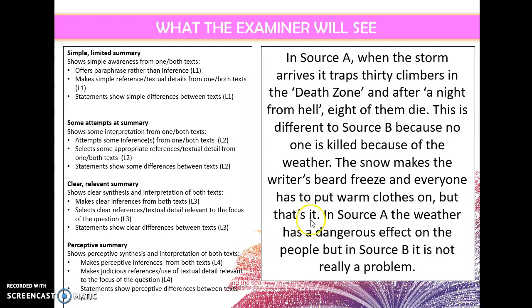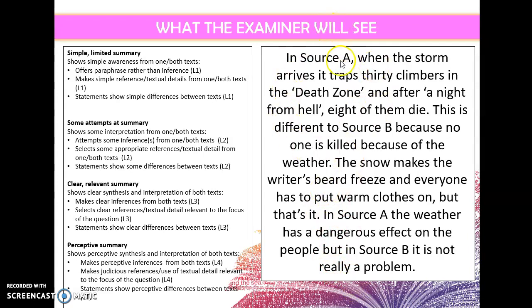They've made reference to the difference. So this is different to source B because no one is killed because of the weather. The snow makes the writer's beard freeze, again, and everyone has to put warm clothes on, but that's it. In source A, the weather has a dangerous effect on people, but in source B, it's not really a problem. So this candidate's understood the differences between the effects on people.